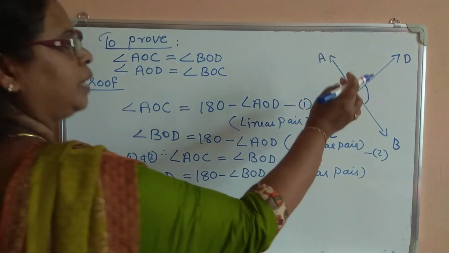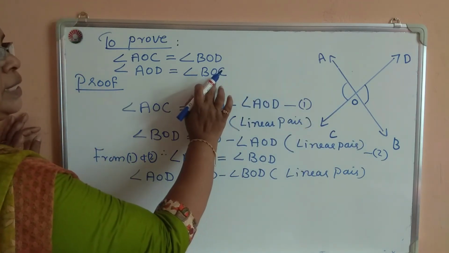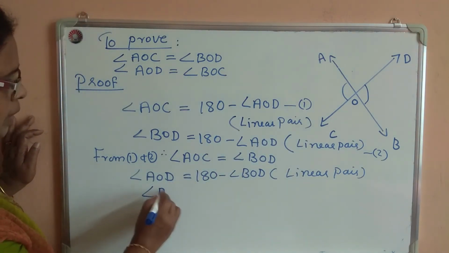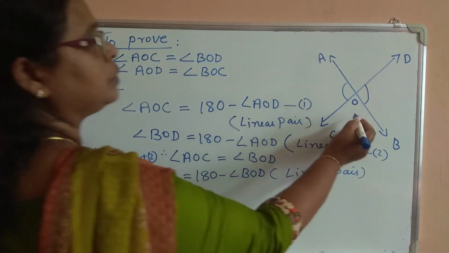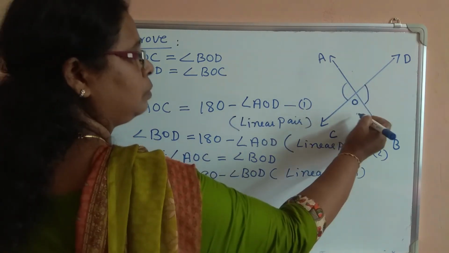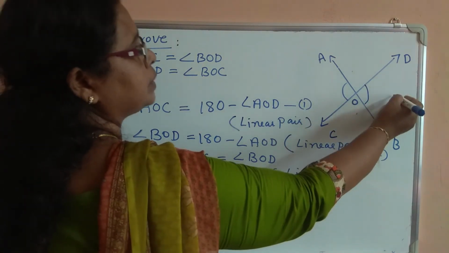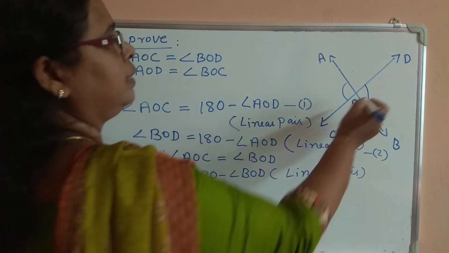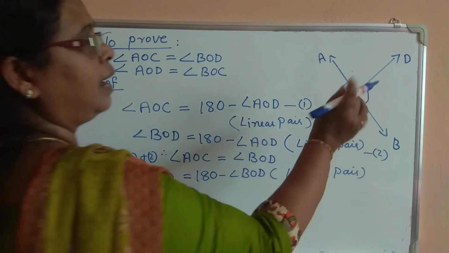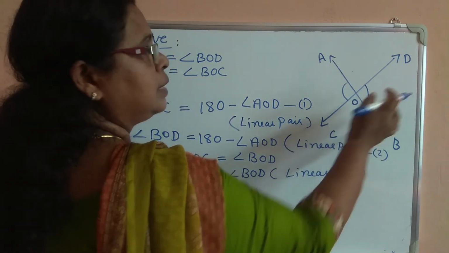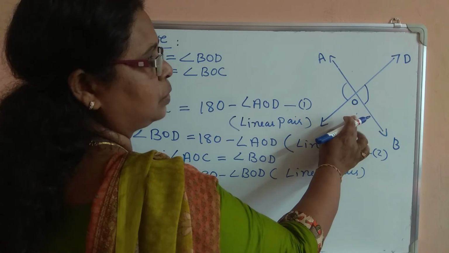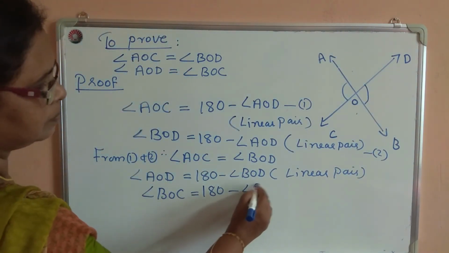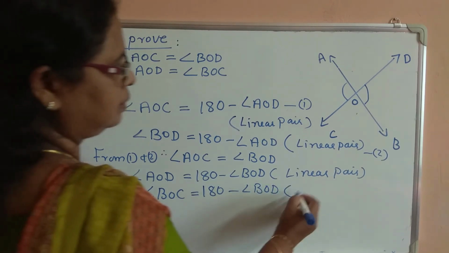And again, what about angle BOC? We want to prove angle AOD is equal to angle BOC. So we take angle BOC. BOC is equal to 180 minus angle BOD, because CD is a straight line and these two angles lie on a straight line. Angle BOC and angle BOD are a linear pair, isn't it? So angle BOC is equal to 180 minus angle BOD. Reason? Linear pair.